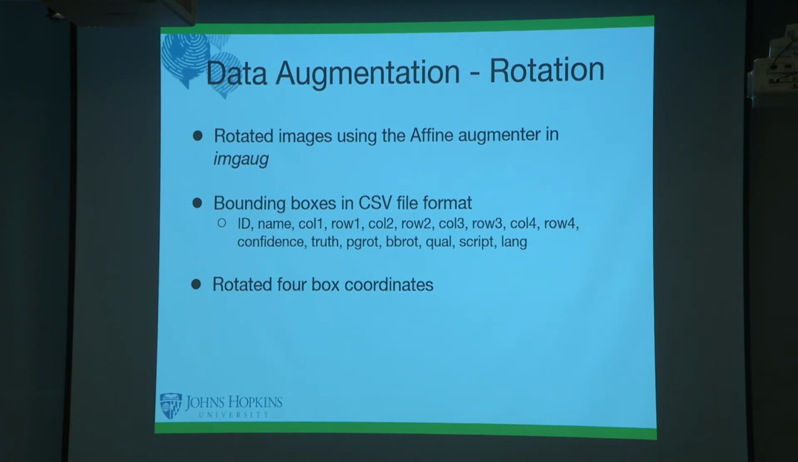So another augmentation that I worked on was rotation, and that was pretty much straightforward, rotating the images. Mainly we worked on 90-degree rotation, so it was mainly just altering the bounding boxes in the CSV file, altering the points in the CSV file listed through column and row.